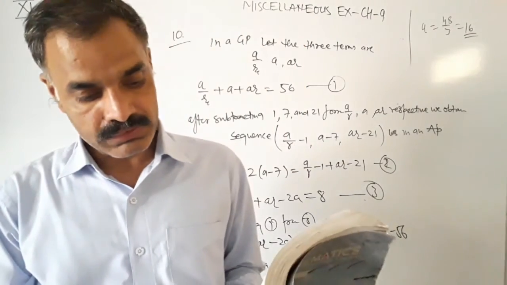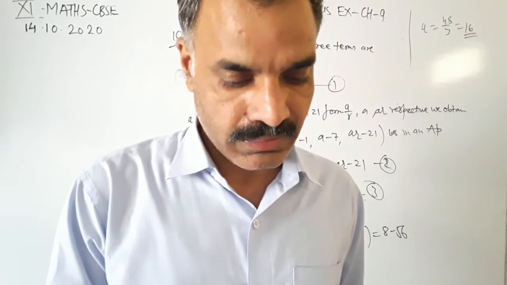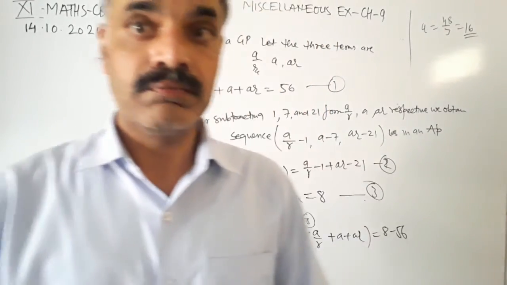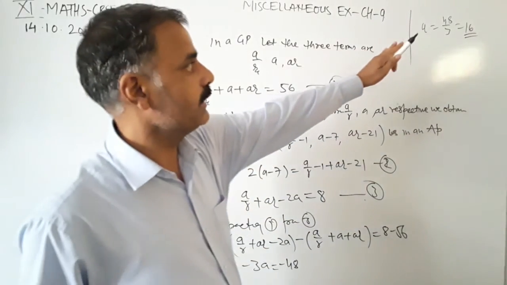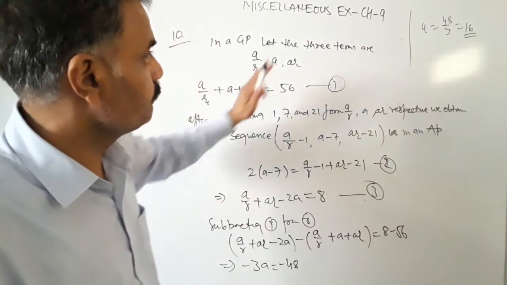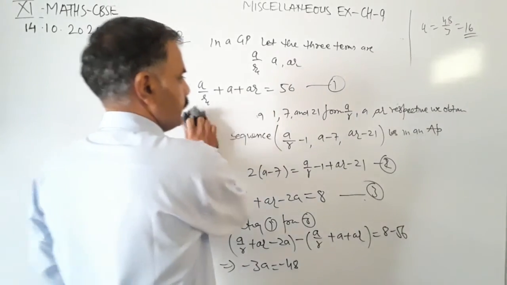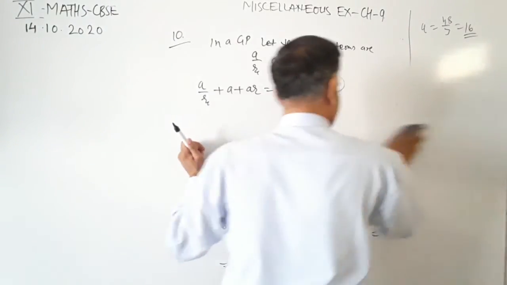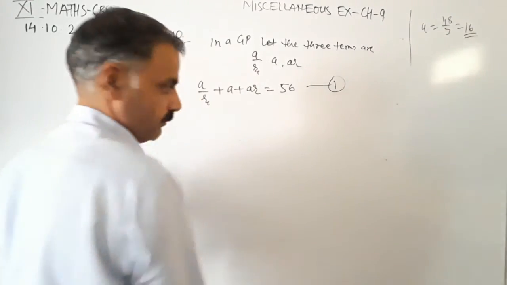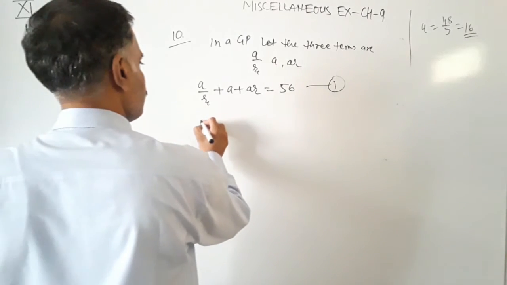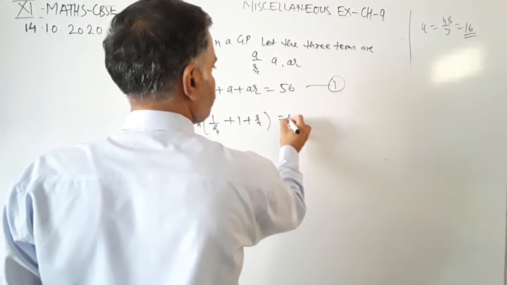A equals 16 means the first term is 16. We want to find the numbers, so we have to find the common ratio also. It is clear that A equals 16. Now put A equals 16 in equation number first. From equation first, A into (1 upon R plus 1 plus R) is equal to 56.